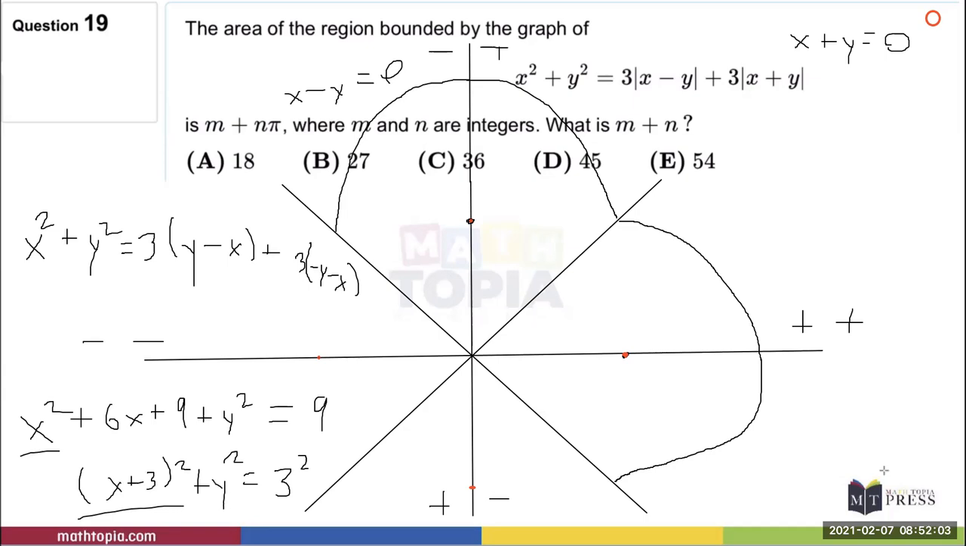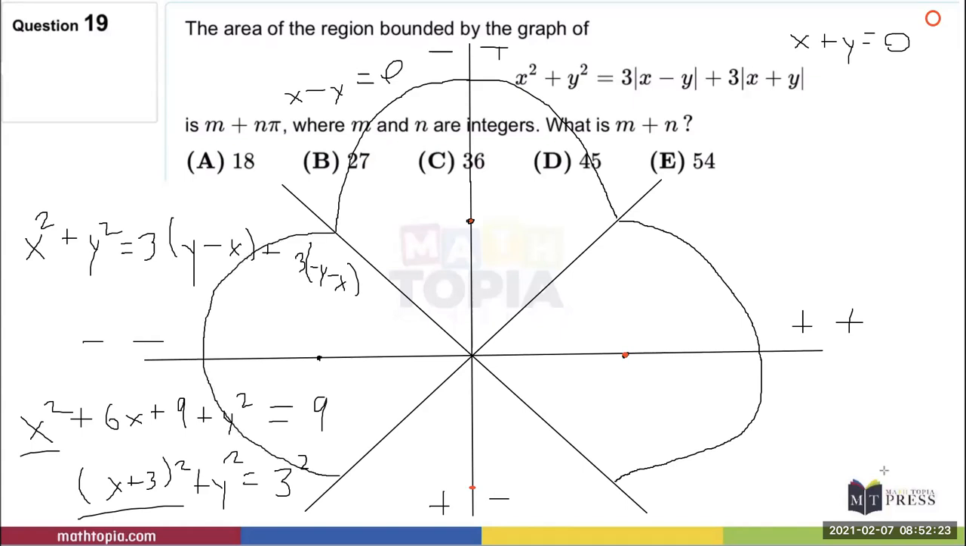And now this is a circle centered at the point... no, it's the point negative 3, 0, right? Right there. So I'm going to draw it in there, and it's going to intersect with the equations a little, but that's okay. So that's what it looks like, right?